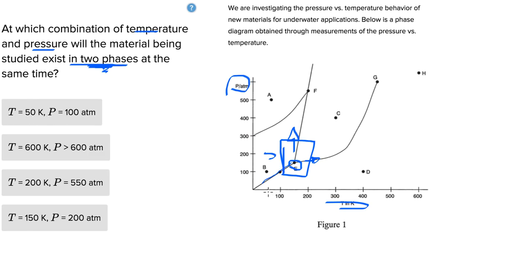When the temperature is 50 and the pressure is 100, well, that would be point B here, and it looks like there's nothing interesting going on. There's no big changes, so that can't be the right answer.